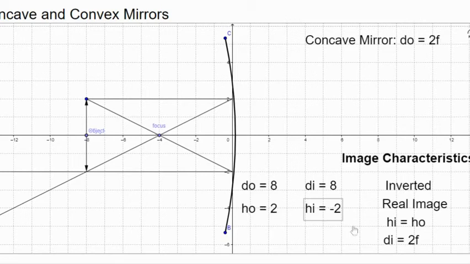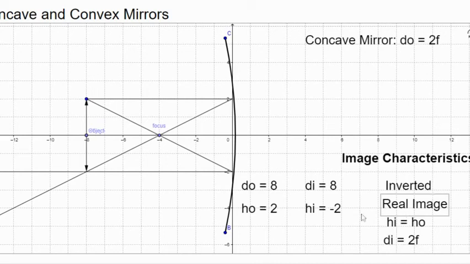All right, the last thing I'd like you to notice are the image characteristics over here. You'll see that the image is inverted when the object is located at 2 focal lengths. You can see that up here. The object distance is equal to 2 focal lengths, so the center of curvature. You get an inverted image. Of course, it's real, because if it's inverted, it's real. If it's real, it's inverted. Or in other words, reflected light rays actually intersect at that point. That's what real images do.